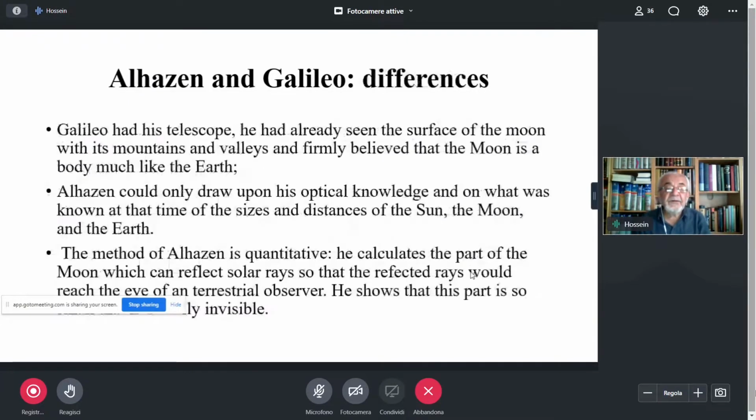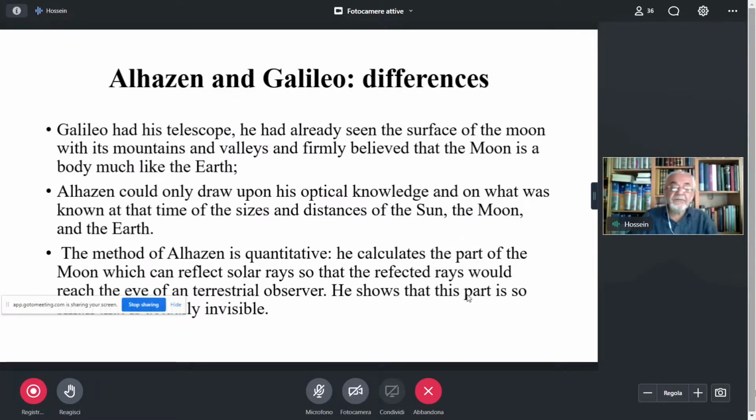As for the differences, the main difference is that Galileo had a telescope. He had already seen the surface of the moon with its mountains and valleys, and he firmly believed by this observation that the moon is a body much like the earth, whereas al-Haytham could only draw upon his optical knowledge and what was known at the time of the sizes and distances of the sun, the moon, and the earth.